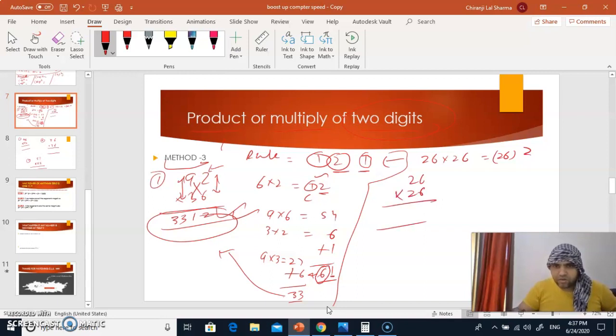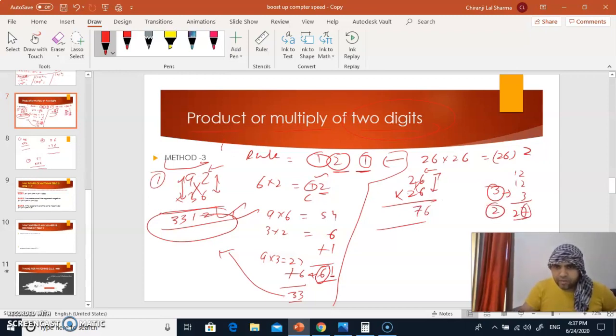Like this way. So you will apply this 1 in this vertical form from this back side. So 6 times 6, 36. You will write 6 here, 3 will be carry. Okay, then do the cross multiply. 6 times 2, 12, 6 times 2, 12. So 12 plus this 3 carry. So you will get 27. So out of this 27, 7 you will write here, and this 2 will be carry.